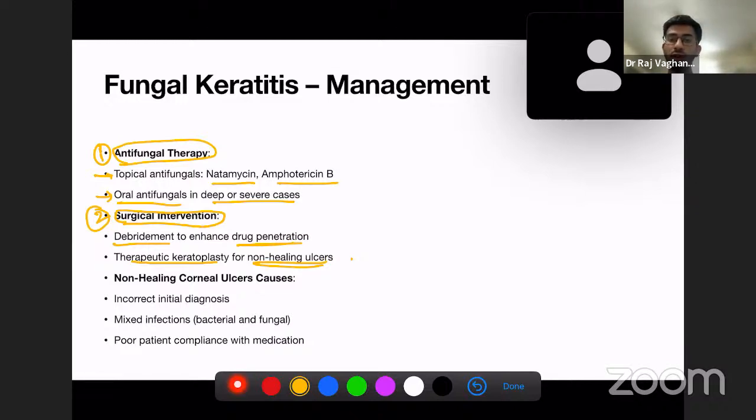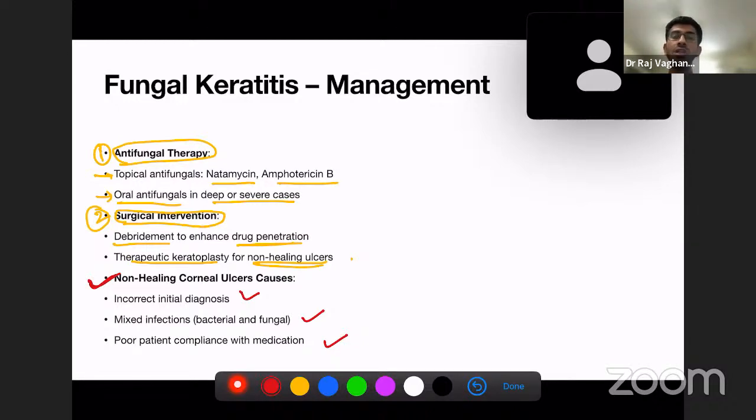This is a very important question, a separate 2 marks question. Only the causes will be asked for non-healing corneal ulcers. Incorrect initial diagnosis is one cause. Next, mixed infections, bacterial and fungal, and poor patient compliance with medication. So these are the three very important non-healing corneal ulcer causes. These causes can lead the corneal ulcer to be non-healing. Otherwise, corneal ulcers commonly heal, but if it is non-healing, then these can be the causes.